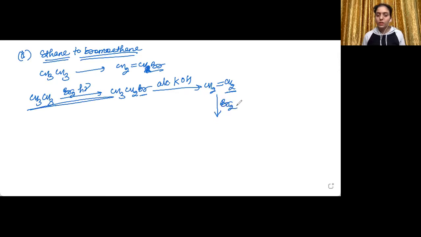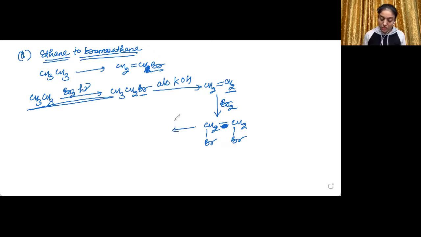We will react it with Br2 and it will undergo electrophilic addition reaction. Oof, not the double bond. I'm so sorry. Just don't draw the double bond. Okay. So this is the product we have obtained.